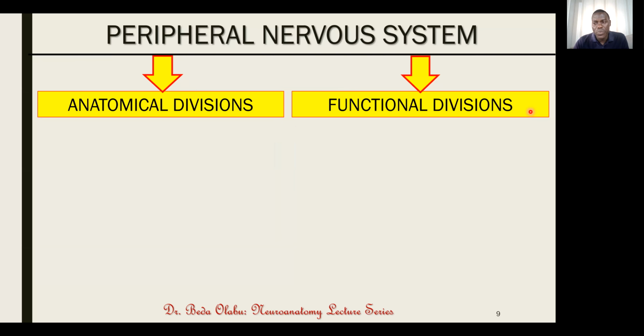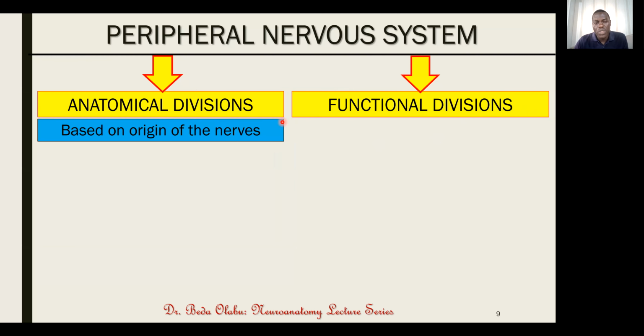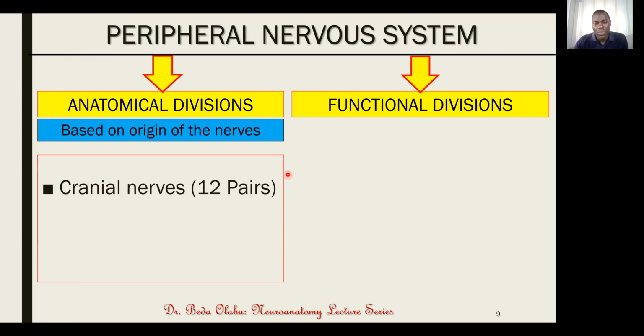There are two ways in which we can classify the peripheral nervous system. We can divide the peripheral nervous system anatomically. We can also divide it functionally. The anatomical division of the peripheral nervous system is based on the origin of the nerves. If the nerves come from the brain, then we call these nerves cranial nerves. We have a total of 12 pairs of cranial nerves.